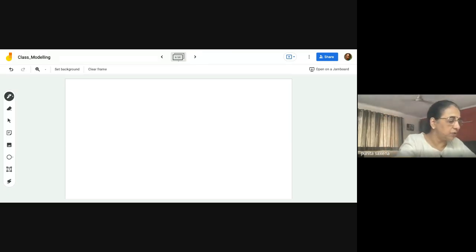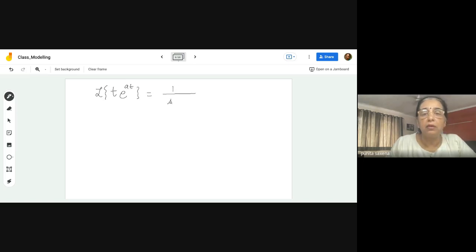Like for example, let's do this example first. It says we have to show that the Laplace transform of t e to the power at is equal to 1 upon s minus a square. Now see what is the difference here. We have a standard result, in other words, we know the Laplace transform of e to the power at, right? But the function has changed now.